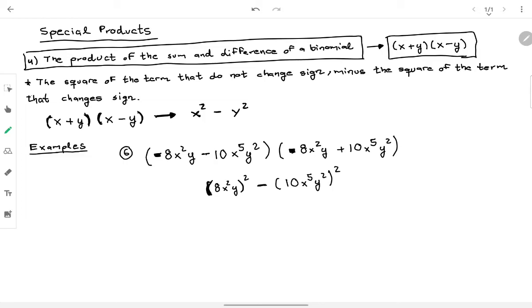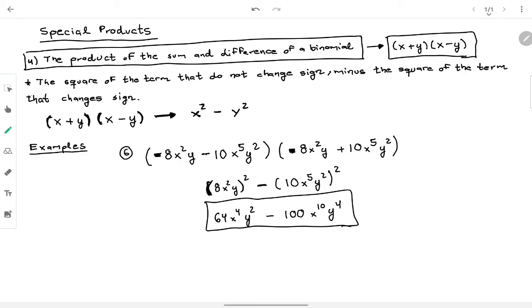So we will know that the one that doesn't change sign will be positive, even if the term is negative, because negative multiplied by negative will be positive. So always the term that doesn't change sign will be positive. The term that changes sign will be negative. So in this case, it's going to be 64 x to the fourth y squared minus 100 x to the 10 y to the fourth. And this is going to be the correct and ordered answer because remember the positive one goes first.